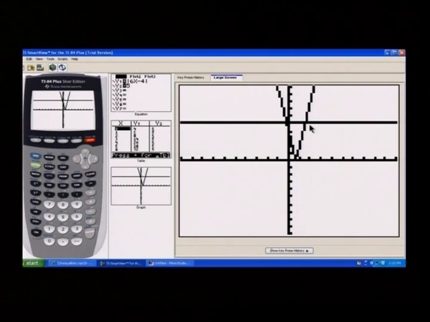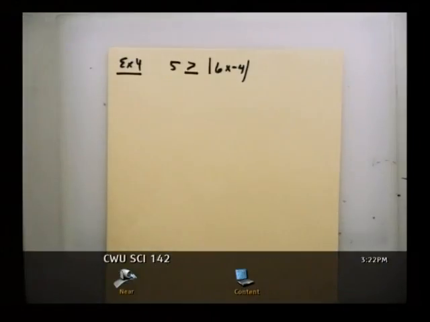Because take a look at the original problem. What do you want to be bigger? The absolute value of 6x minus 4 or 5? In this problem, you want 5 to be the bigger quantity. So you want the range below. You want this area in here.